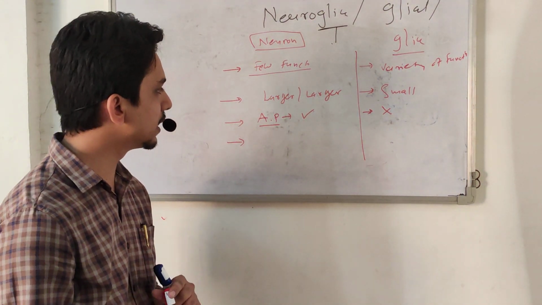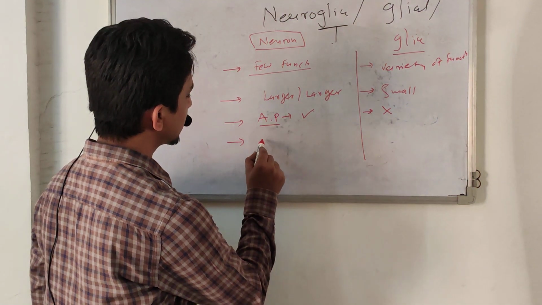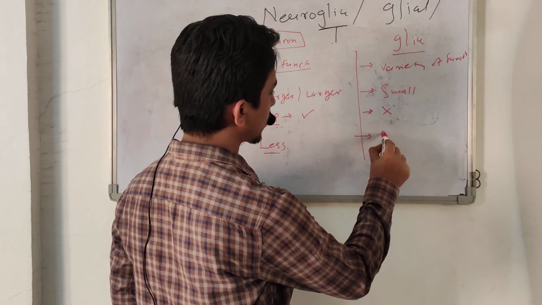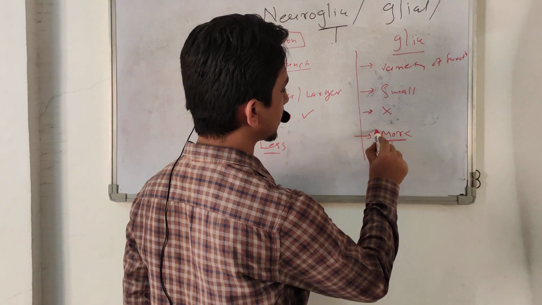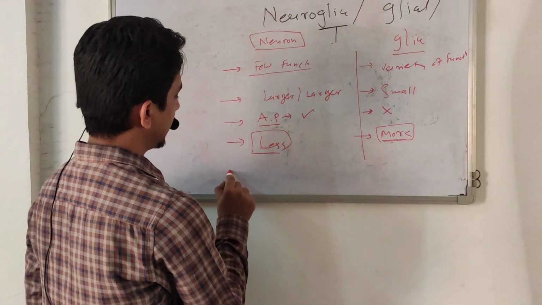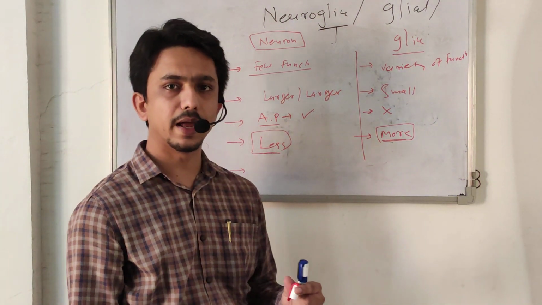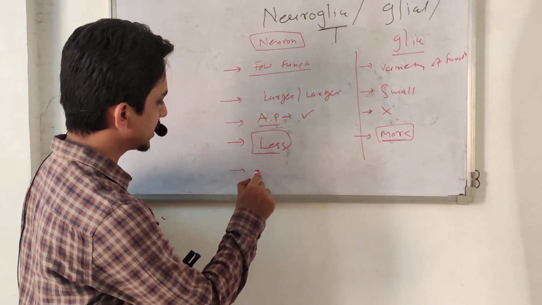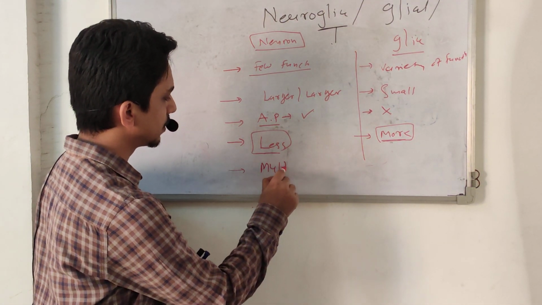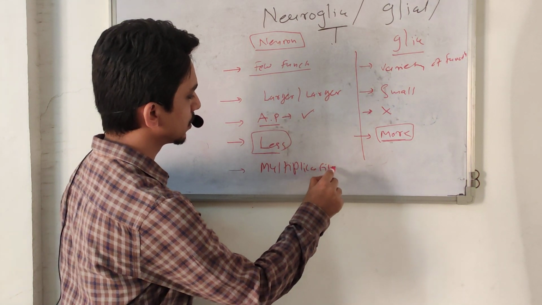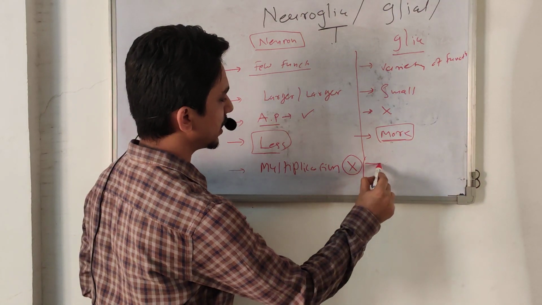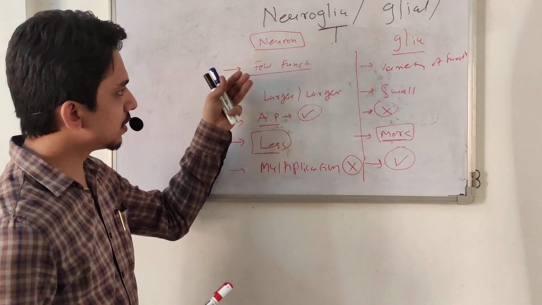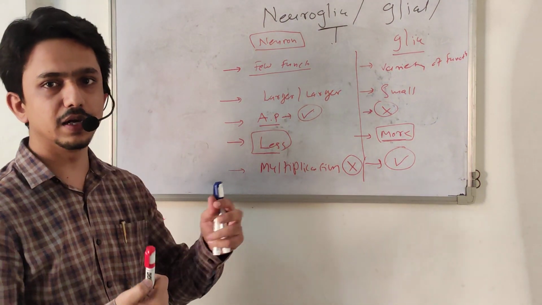What is the difference between neuron and glia cells? Their numbers are less in the CNS, but as per number it is more than the neuron. Then neurons cannot multiply, they have lost their capacity to multiply. Meiotic capacity or multiplication cannot take place here, whereas in glia, multiplication takes place. So this is the very basic difference between neuron and glial cells.